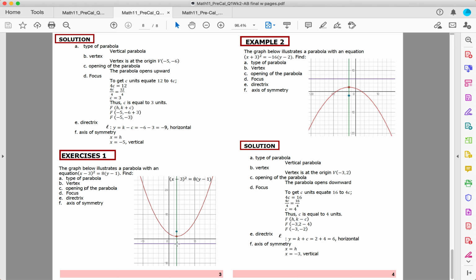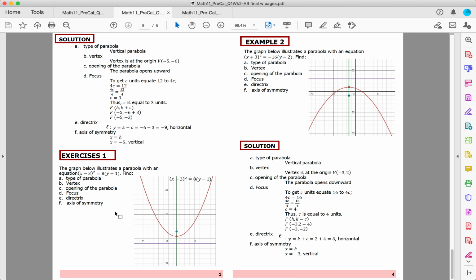But since the directrix is a line, we're not looking for a point. So where is this line crossing now? Since it contains the point 3, -1, right? So the directrix would be y equals -1. It is a line crossing the y-axis at -1. So the directrix is a line whose equation is y equals -1. Okay? All right.